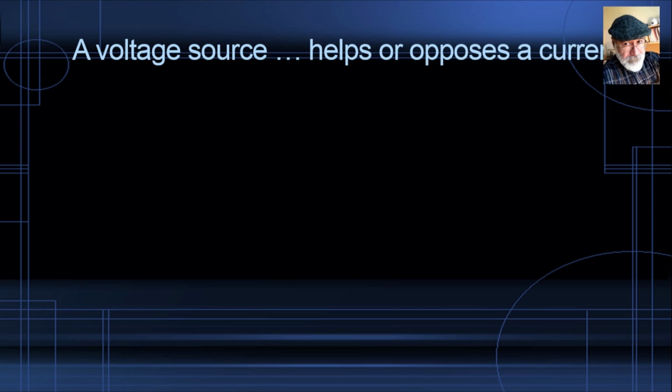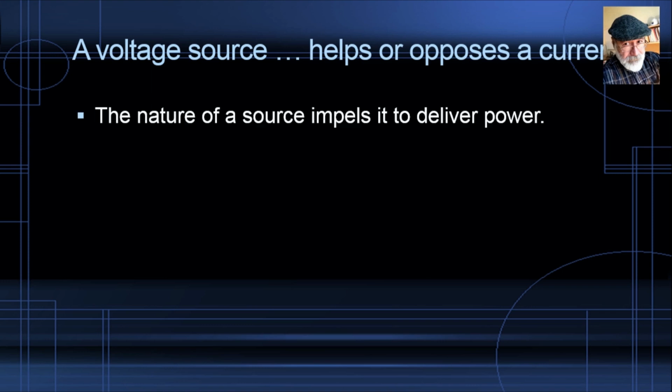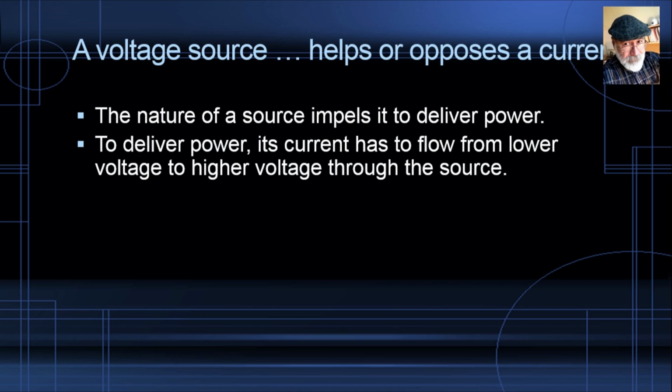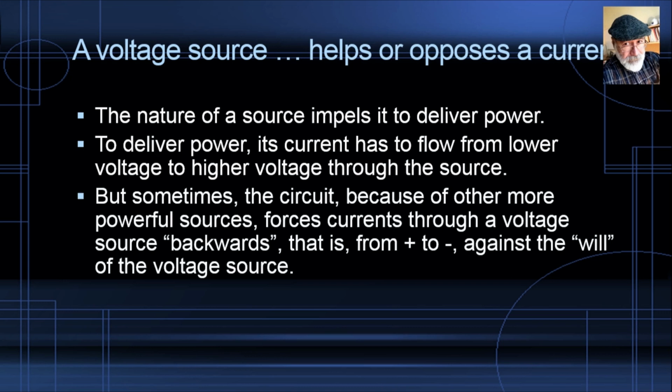Let's make a little definition of what I mean when I say a voltage source is helping or opposing a current. You see, the nature of a source is to deliver power. And that's what it was born for, to deliver power. But to deliver power, the current in the source has to flow through the source from low volts to high volts. If it's a V source, that current has to go from the negative to the positive side of the V source. But sometimes the circuit, because of other more powerful sources, forces currents through a voltage source backwards.